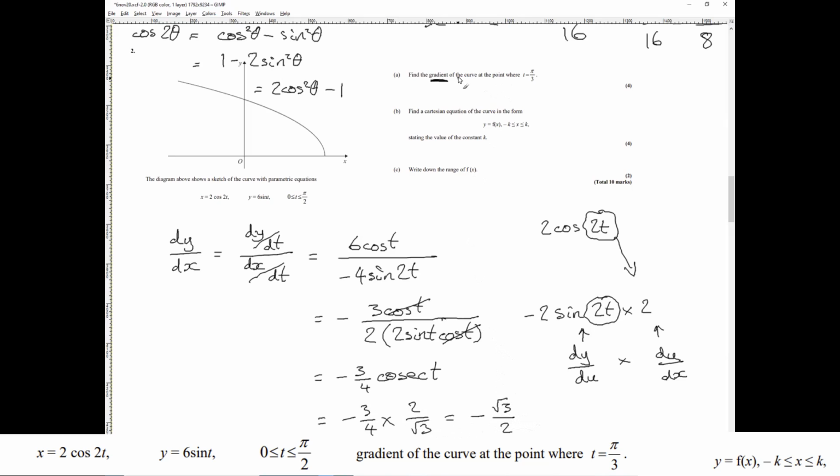What did they want? That will be the value of the gradient of the curve at that point, because it's the value of the gradient function at that point. Next: find a Cartesian equation of the curve in the form y equals a function of x.